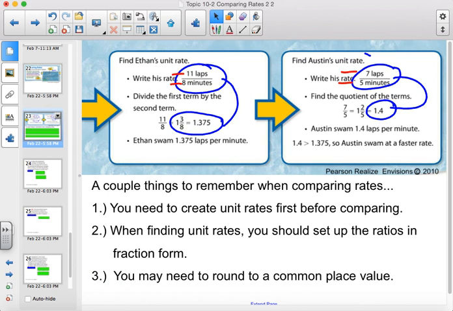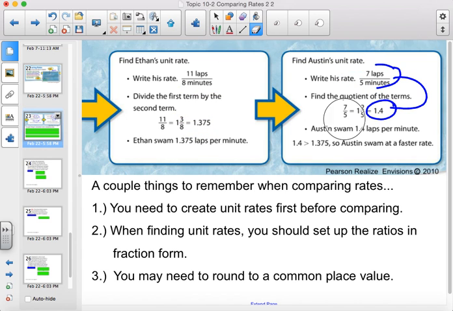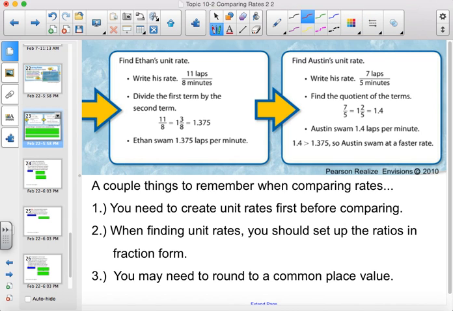And the third thing is you may need to round to a common place value. In other words, in this situation, we were going to end up comparing 1.375 to 1 4/10. Now remember, by annexing zeros, you create equivalencies. So in this case, you would then have something that looks very similar for comparison, and you could compare the place values easier without getting confused.